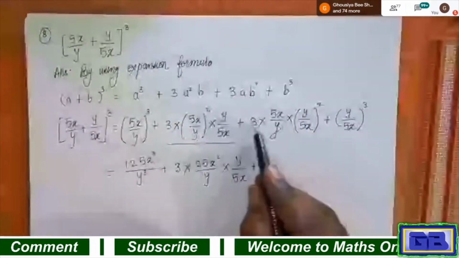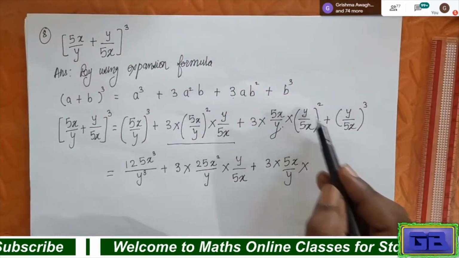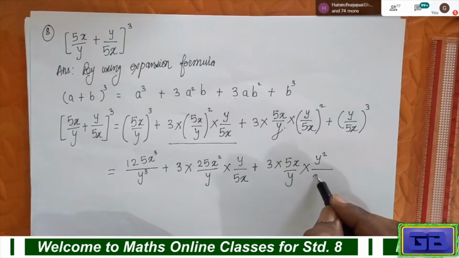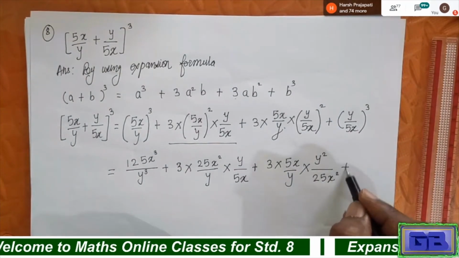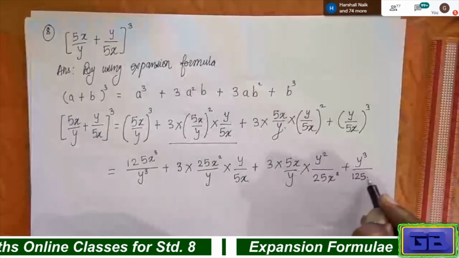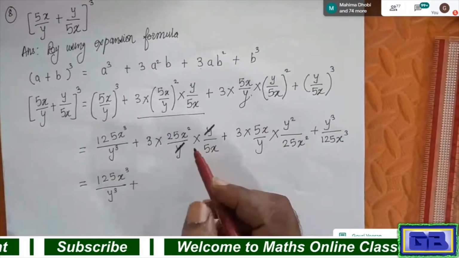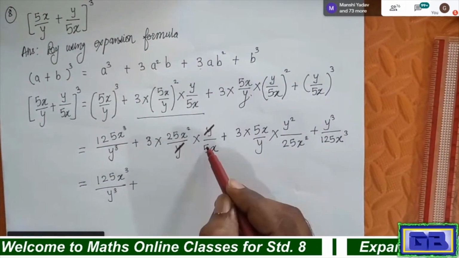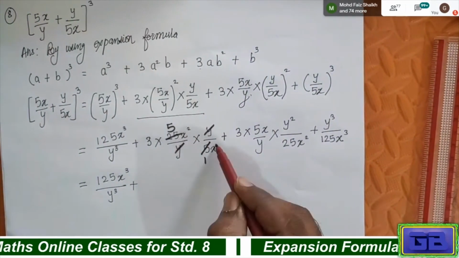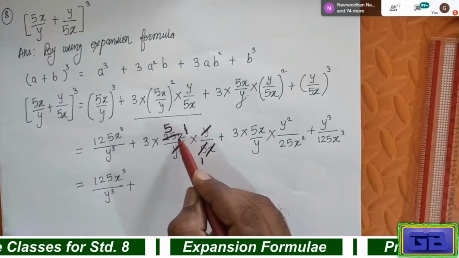This we have solved. These two terms we will take as they are. Down: into 5x upon y into the square of y, which is y square, and the square of 5x is 25x square, plus the cube of y is y cube, the cube of 5x is 125x cube. This y and y will cancel. 25 comes in the table of 5, 5 ones are 5, 5 5s are 25. Here x is there, here x square is there. We will cut this x and from here x square, we will cut this 1x and only x is left.